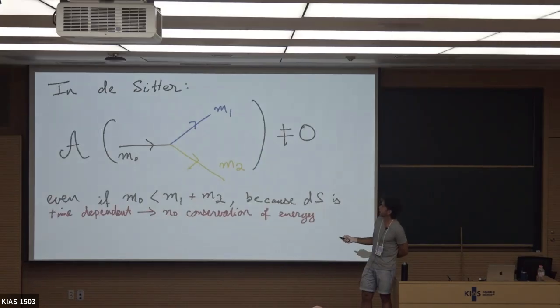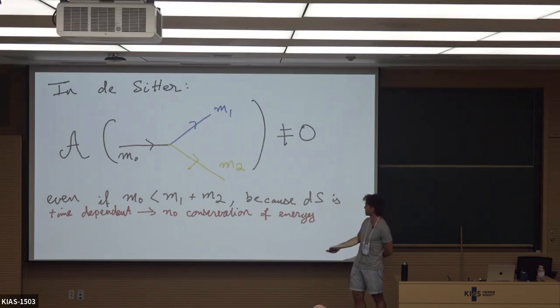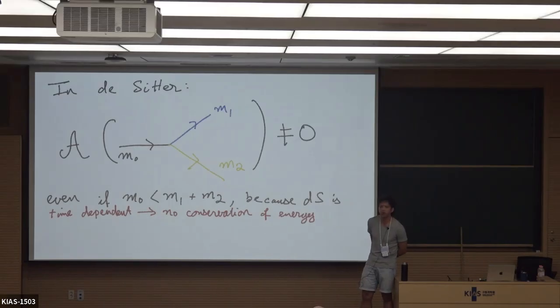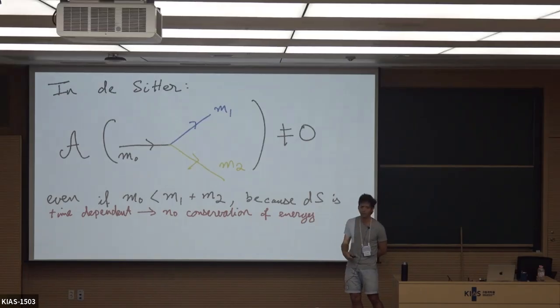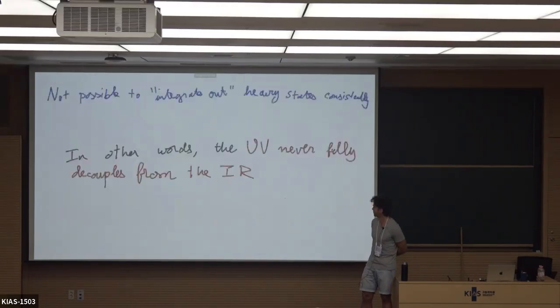However, in de Sitter, the amplitude of such a thing happening is not zero. It's not zero even if m0 is less than m1 plus m2. The sum of the rest masses can be greater than m0 because remember, de Sitter is a time-dependent background and there's no energy conservation on a time-dependent background. I'm allowed to violate energy conservation because there is no energy conservation.